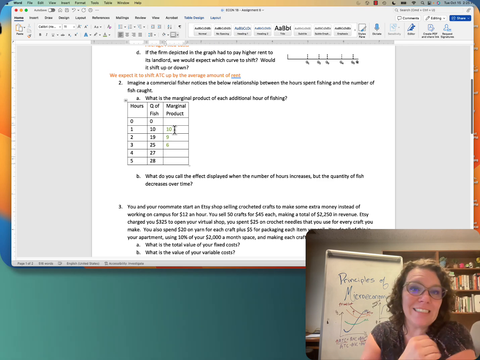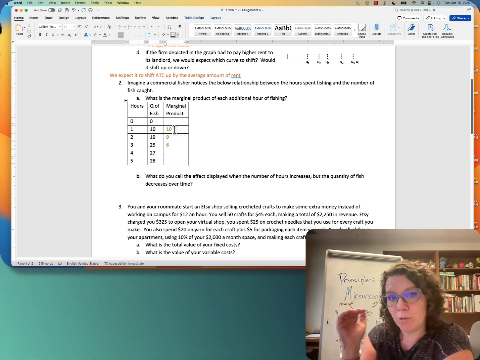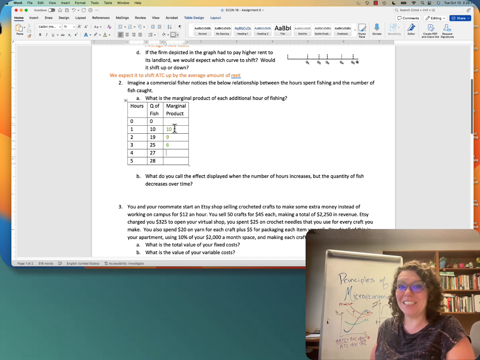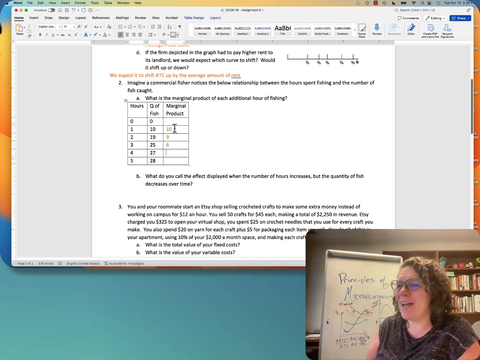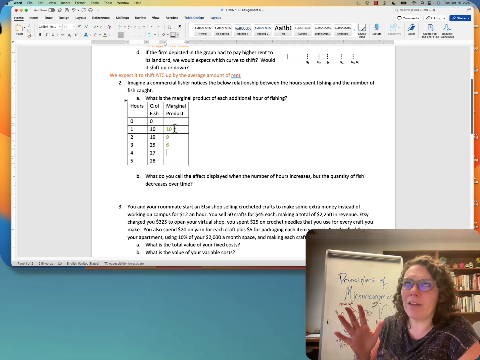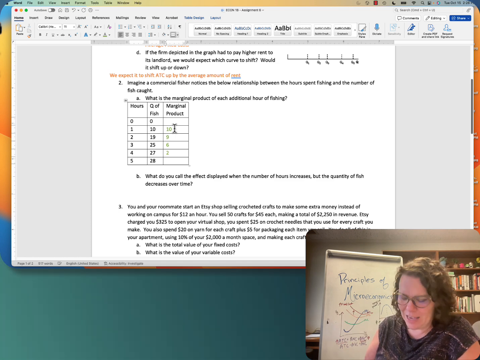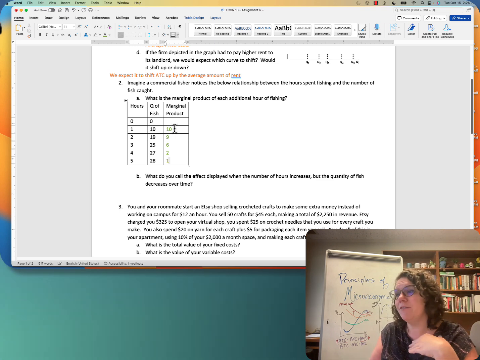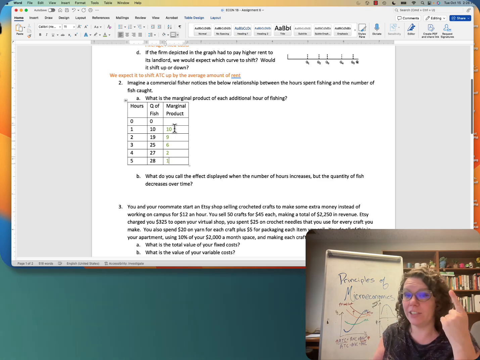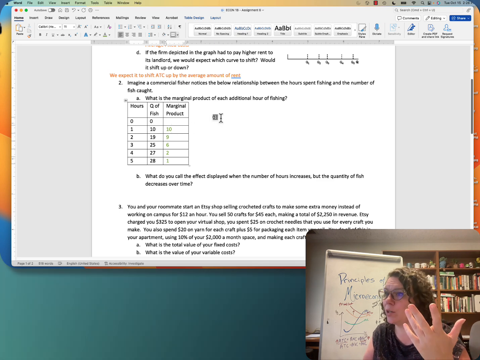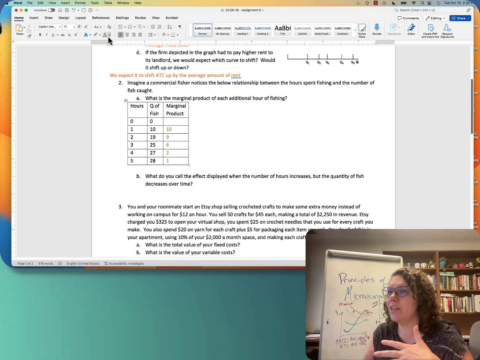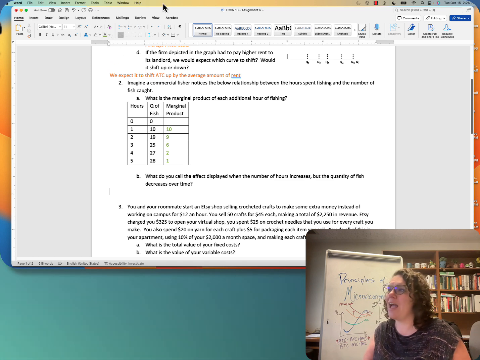Then the fourth hour is less productive. They just go from 25 to 27. So that's a marginal product, that extra hour produces an additional marginal amount of 2 more fish, right? And then finally, in the fifth hour, that's the least productive hour. This person fishing only produces 1 fish on the margin in that last hour. So that's our marginal product of fishing. And then what we call this effect over time, where as we add more hours, the quantity of fish decreases.